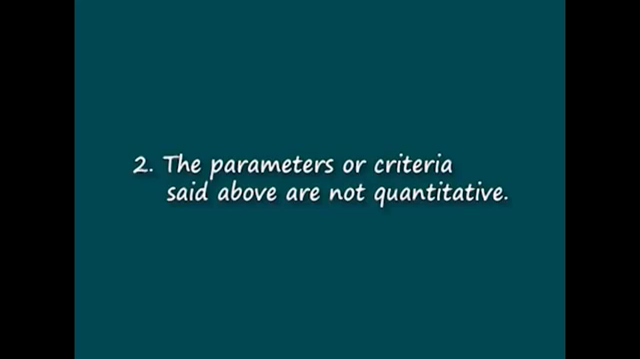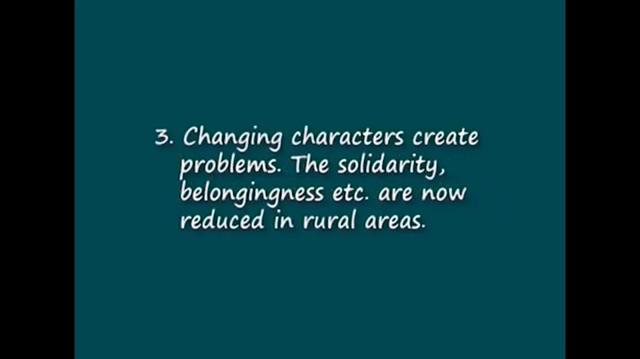However, it has to be noted that there are many limitations in differentiating between the two societies. Some of the limitations in differentiation are: number 1, there is no demarcation where urban, that is city, ends and rural begins. Number 2, the parameters or criteria set above are not quantitative. Number 3, changing characters create problems.